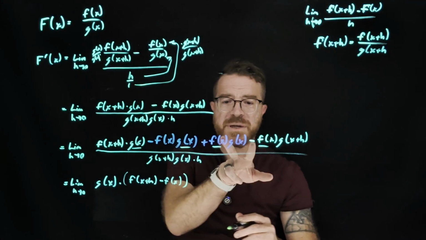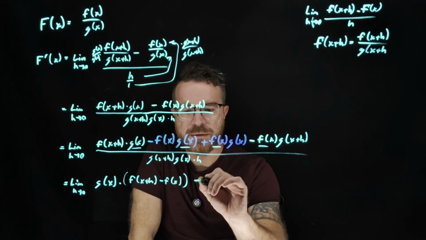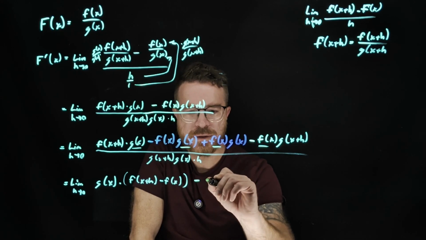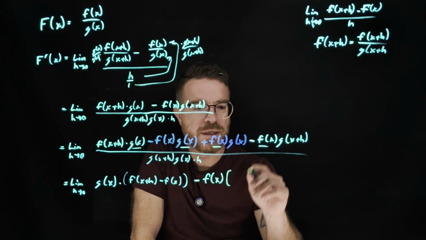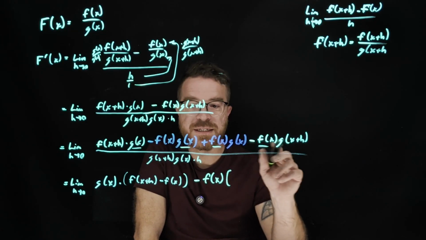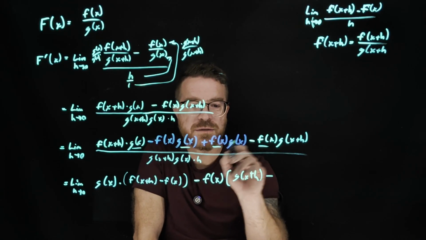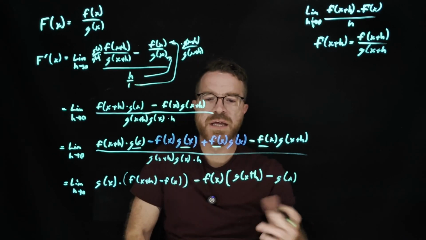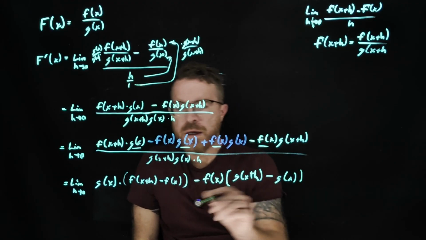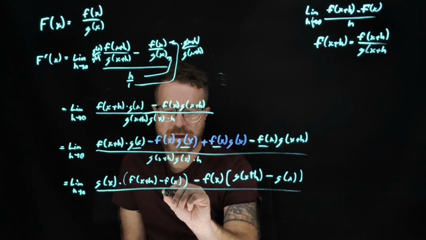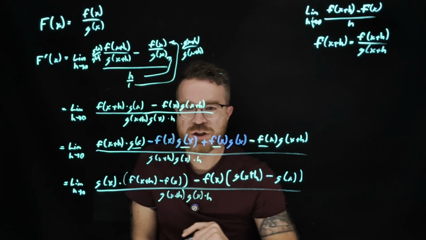Okay, so next thing, now I'm pulling out f of x. So this is going to be minus, so I pulled out minus f of x. So minus f of x times, so if I pull out minus f of x, this is going to become positive. So this is going to be g of x plus h minus g of x. Right, because all that happened is this became negative, this one became positive, and I just put the positive term first. And the whole thing is still divided by g of x plus h, g of x times h.